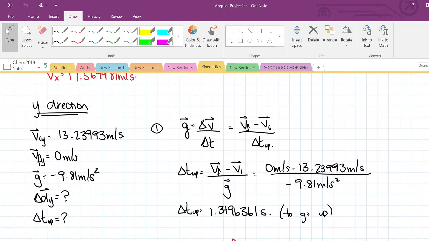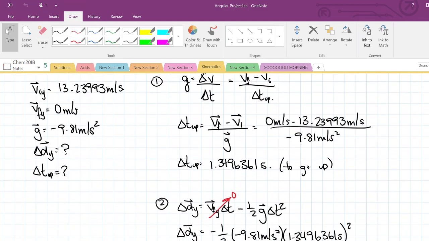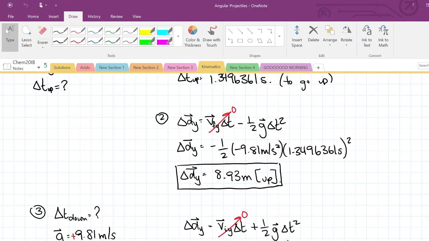So that's the first part. Now the second part is I want to figure out what that max height is. By the time it gets to that max height, the final velocity has gone to 0. So I'm using displacement y is equal to v final times time minus 1/2 g t squared. This term goes to 0. I'm going to plug in my numbers: minus 1/2 times minus 9.81 meters per second squared times my time up. And I get that my displacement in the y is 8.393.